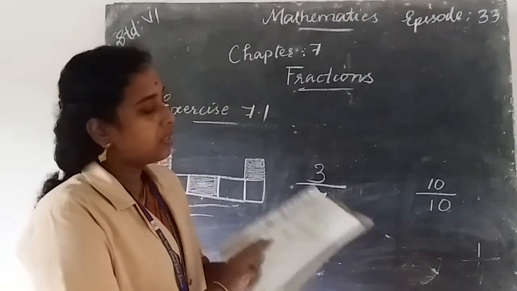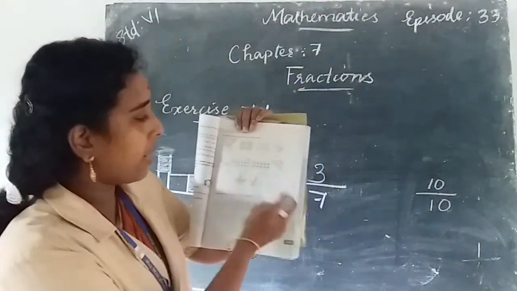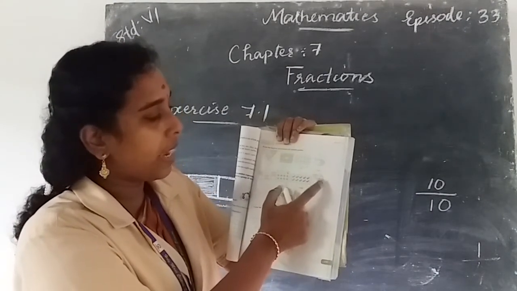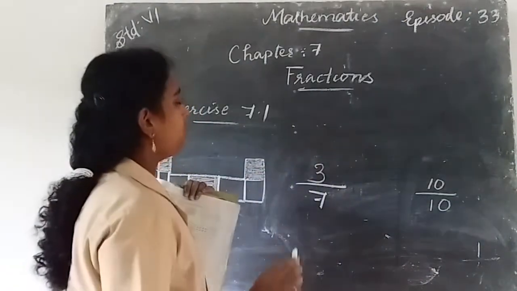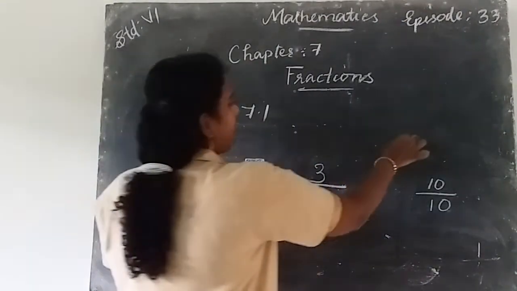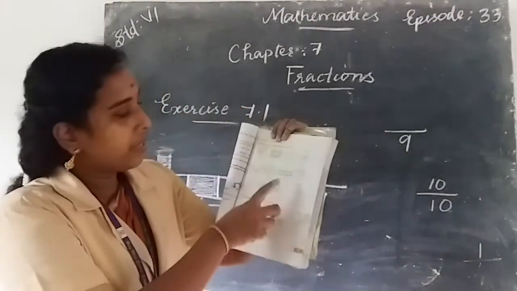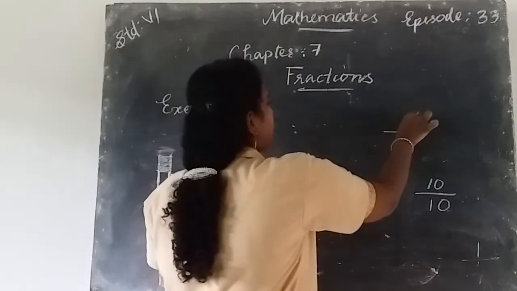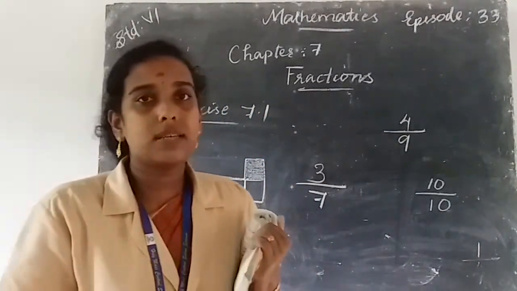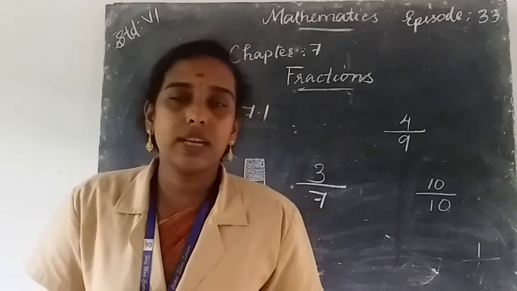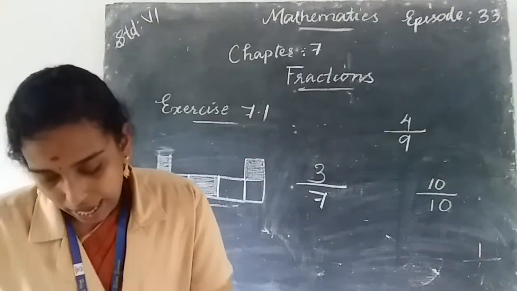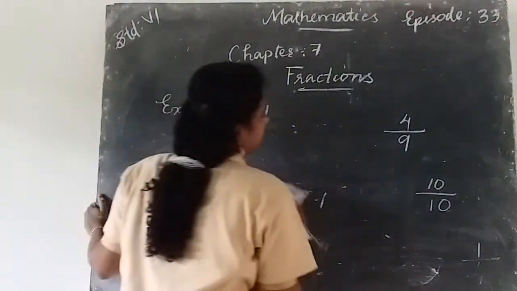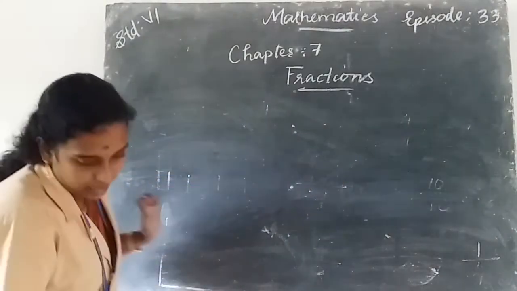The next figure is here. It's a triangle, and the whole is divided into how many parts? 1, 2, 3, 4, 5, 6, 7, 8, 9. It's totally divided into 9 equal divisions. So write 9 as the denominator, and here the shaded portions are 1, 2, 3, 4. 4 parts are shaded. So write 4 as the numerator. So we get 4 by 9. So the fraction is 4 by 9. Okay. And like this, question number 9 and 10 are your homework. Okay. Then next question.